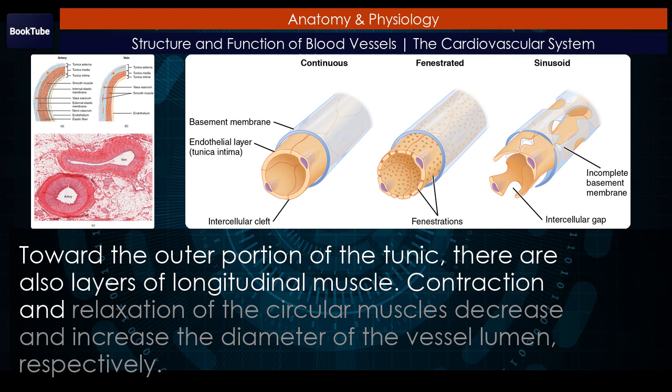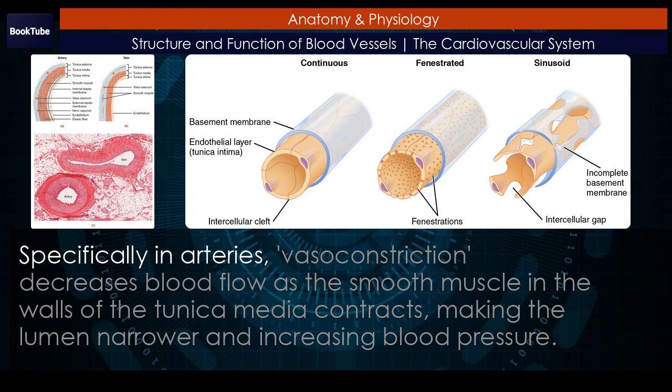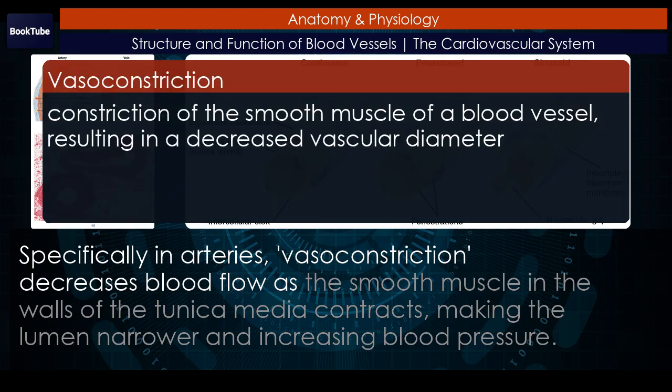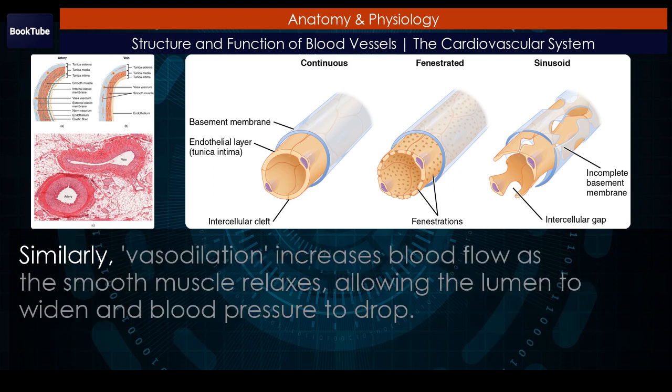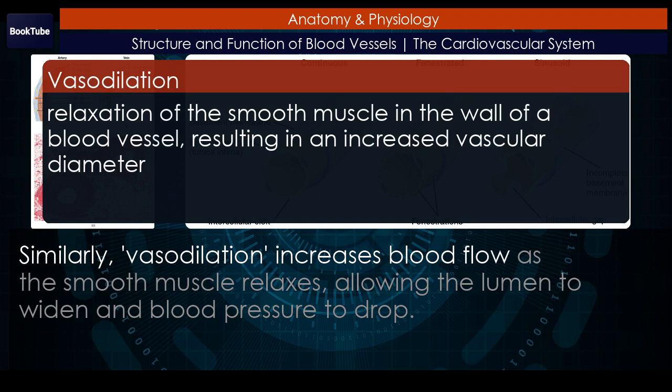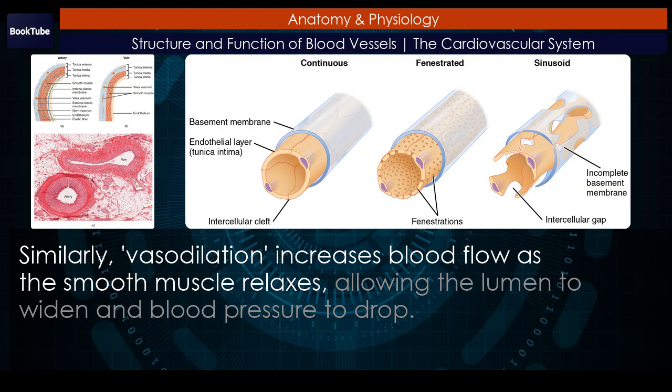Contraction and relaxation of the circular muscles decrease and increase the diameter of the vessel lumen, respectively. Specifically in arteries, vasoconstriction decreases blood flow as the smooth muscle in the walls of the tunica media contracts, making the lumen narrower and increasing blood pressure. Similarly, vasodilation increases blood flow as the smooth muscle relaxes, allowing the lumen to widen and blood pressure to drop.